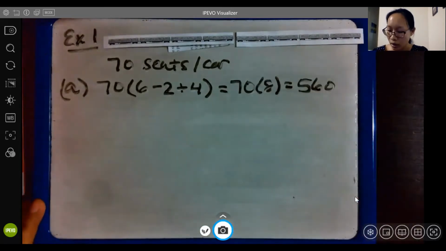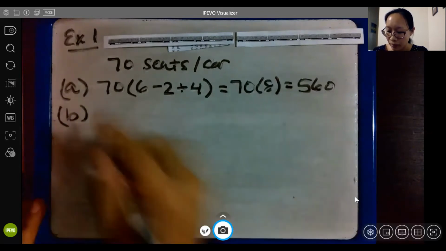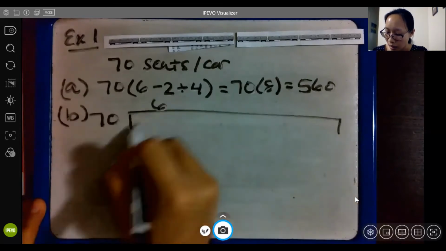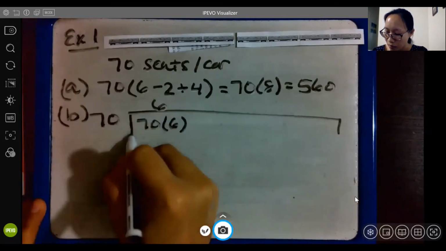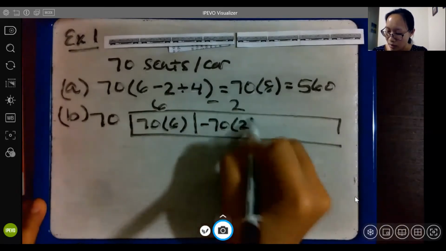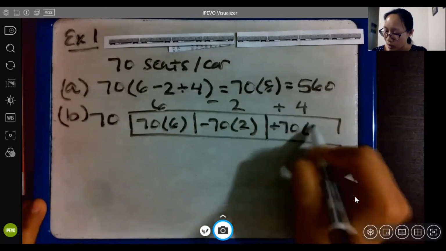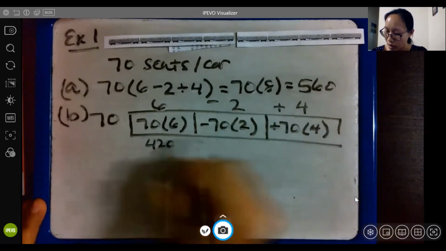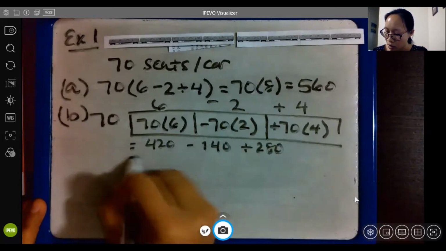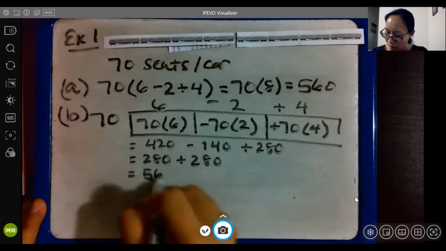Others of you thought, well, I could look at this at every point in the train's history. There are always 70 seats. But when the train was 6 cars long, I had 70 times 6 seats. When I took away 2 cars, I took away 70 times 2 seats. If I add 4 cars, I'll add 70 times 4 seats. This is 420 minus 140 plus 280, which is 280 plus 280, or 560.